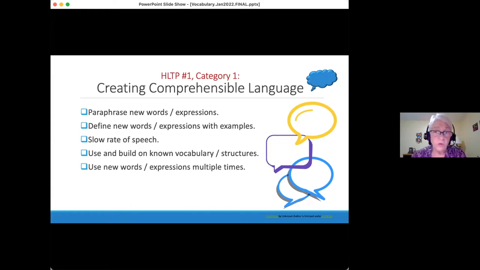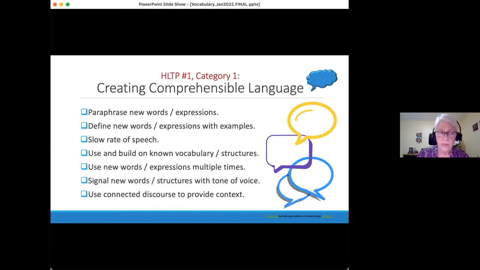When you're using new words or expressions, do you use those multiple times and, of course, meaningfully? And do you signal new words or structures with a particular tone of voice that really calls your students' attention to them? And do you make sure that you're connecting your discourse so that you're creating a meaningful context from which the students can extract that meaning?